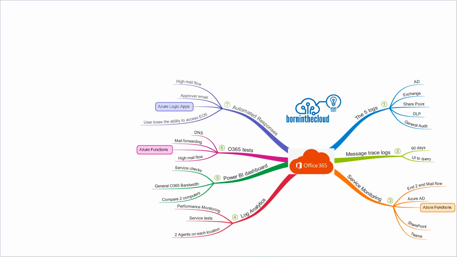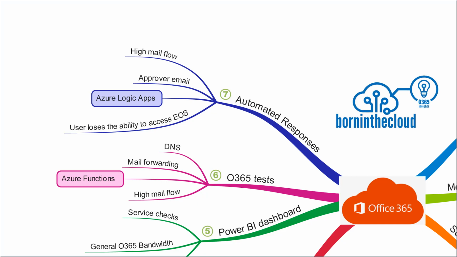And then the last part of our solution accelerator is automated responses. So what we give you out of the box is a check for high mail flow. So somebody's sending 100 emails, and then we've integrated Azure functions with Azure Logic apps, and somebody like security admin gets sent an approver email to say, hey, this user is sending an awful lot of email. What do you want to do? And from the email, you can just say, oh, stop them, stop their account. Boom, go, and it will just disable their account.